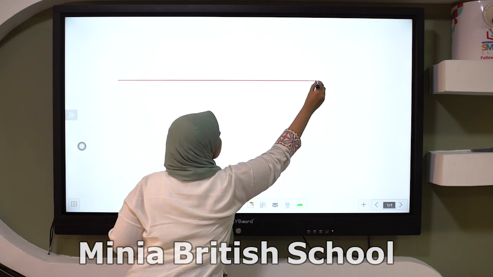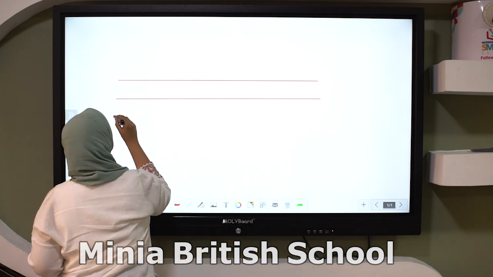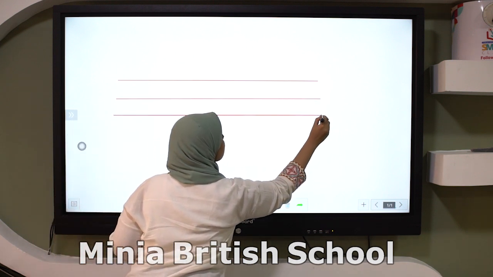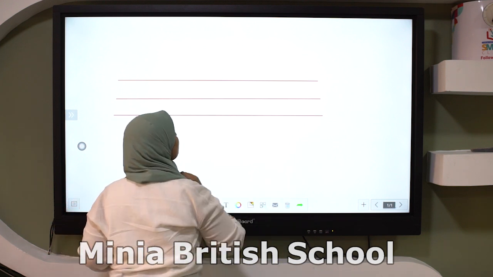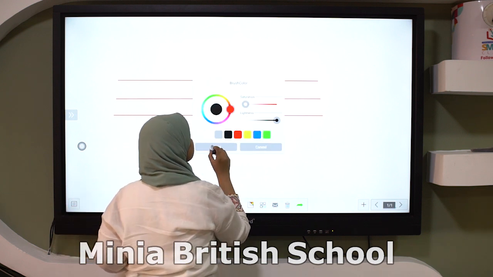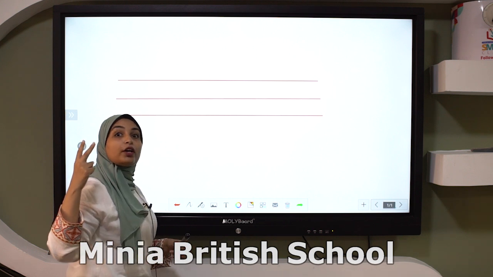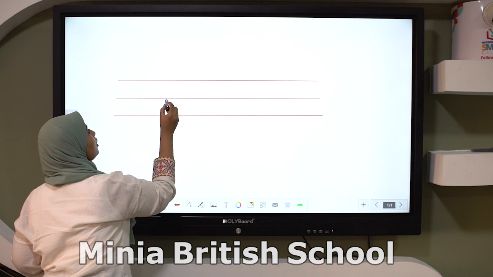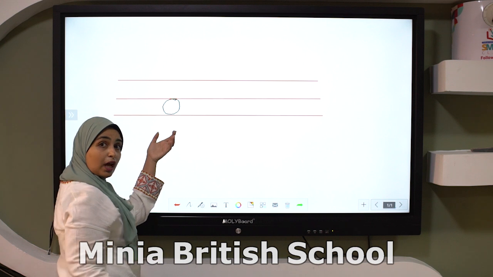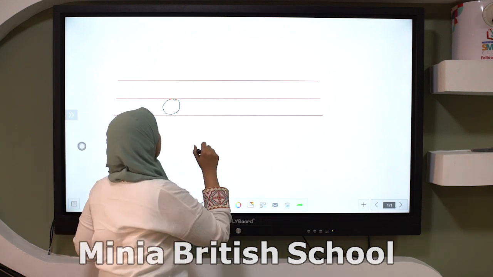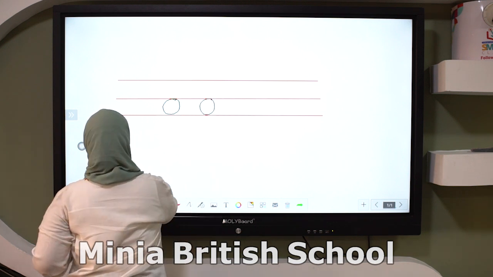1, 2 and 3. When we write sound O, we will start from line number what? 1 or 2? Perfect. We will start from line number 2. Round. So what is the sound? Oh. And when we write it, round. Let's see the next sound.